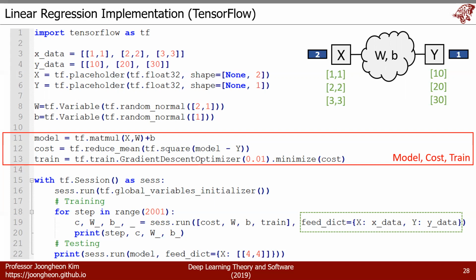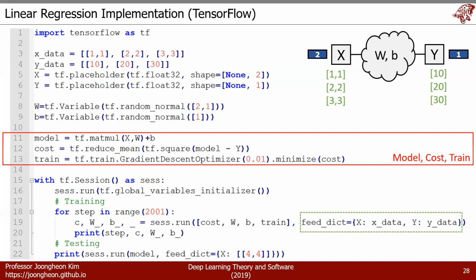B is also one value, so we define it as tf.Variable with tf.random_normal, and we have 1 inside there. It means that we will take only one B value, and that should be random normal. In lines 11, 12, and 13, in line 11 we are making the model. In line 12, we are defining the cost. In line 13, we are making the train. These three lines are the major, key components in this TensorFlow code.